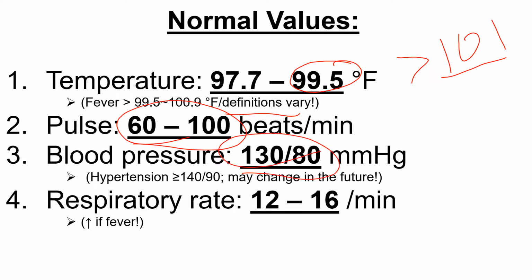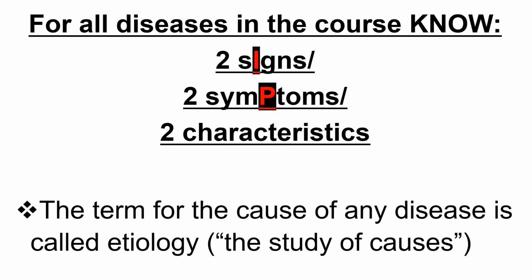Normal blood pressure is 130 over 80. Normal respiratory rate is between 12 and 16. Do know that patients present with their pain, which are symptoms. And what you see, what I see as a healthcare practitioner, are the signs.